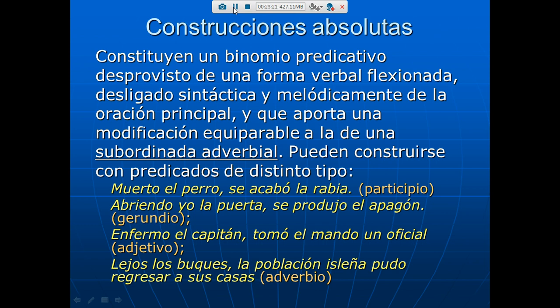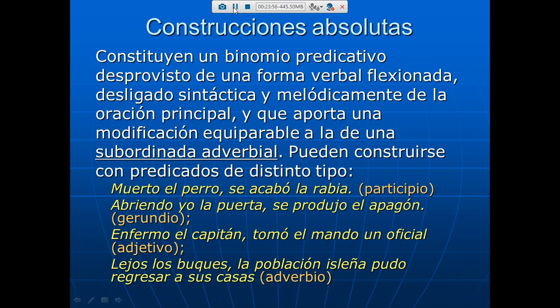Pueden construirse con predicados de distinto tipo, o sea, con formas no conjugadas de distinto tipo. El dicho, muerto el perro, se acabó la rabia, vemos que es una construcción de participio, muerto el perro. Acá vemos que está desligado sintáctica y melódicamente por la entonación. Muerto el perro, se acabó la rabia. Bueno, también pueden ser adjetivos. Enfermo el capitán, o sea, sin verbo. Tomó el mando un oficial. Lejos los buques, la población isleña pudo regresar a sus casas. Ahí hay un adverbio. Y también, por supuesto, el gerundio.